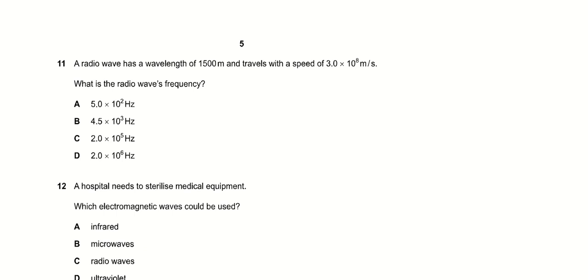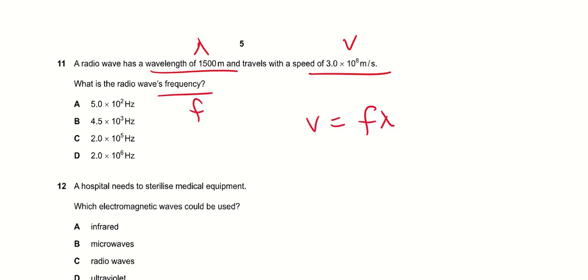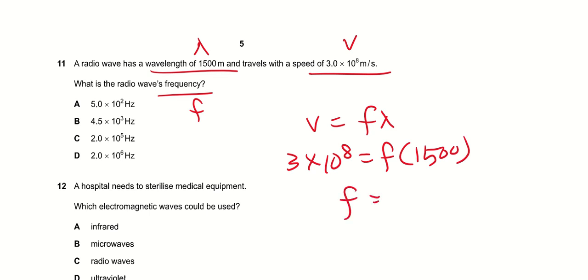Okay, a radio wave has a wavelength of 1,500 meters and travels with a speed. So what is the frequency? Again, using this formula, v equals f lambda. 3 times 10 to the power of 8 equals frequency times 1,500. That means my frequency is going to be, hold on.